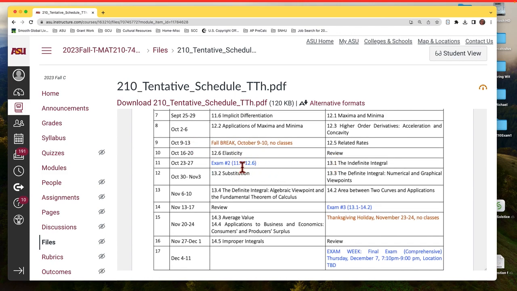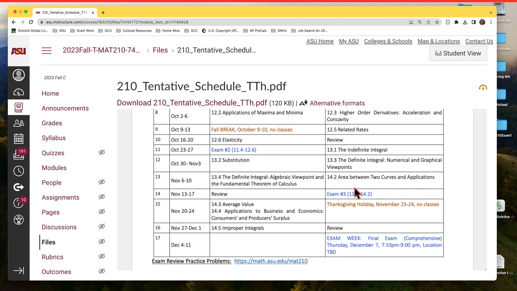Remember, it's changed a little. The elasticity 12.6 is an extra credit activity, so you're still welcome to work on that. You can wait till the end, you can wait till we get to finals week, whatever you want to do, but it'll count as one extra assignment, so that's helpful.